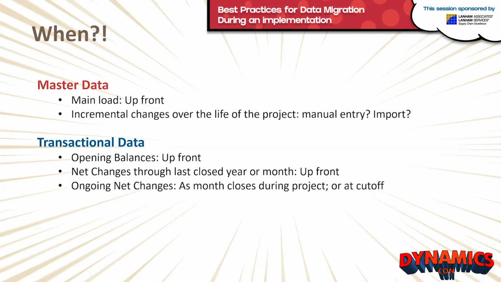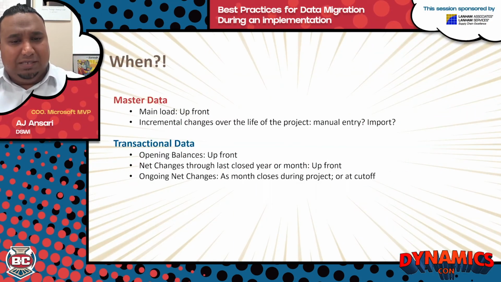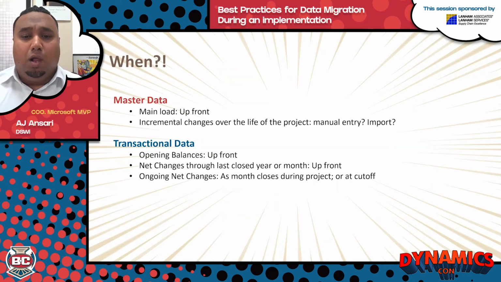Now, ongoing net changes. As months close during the project, you can bring them in. So let's say, I would imagine if you started this project in September, you may at least have books closed through July. So you're probably bringing in June or July. You're going to bring all that in. Maybe you have August closed, if somebody's auditing that. Great if you have. I know not a whole lot of time has passed, but whatever is closing as this project progresses, you can bring it in as the month closes, or you can do it all at cutoff.